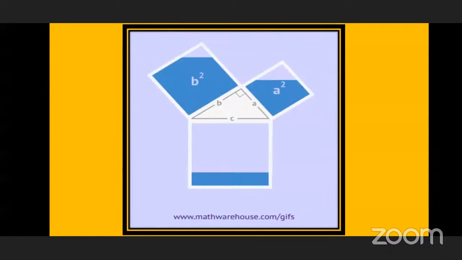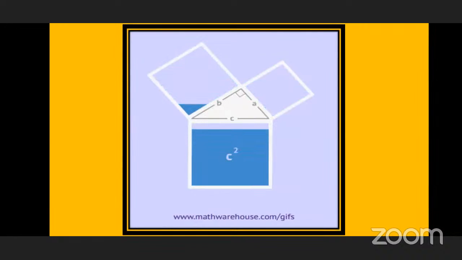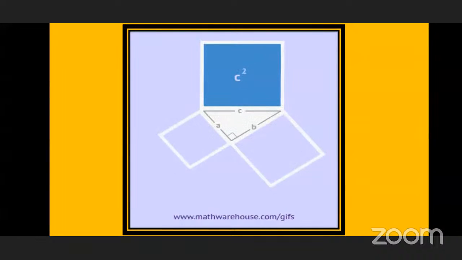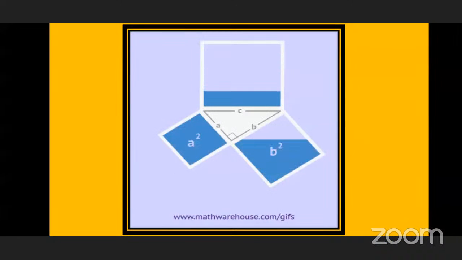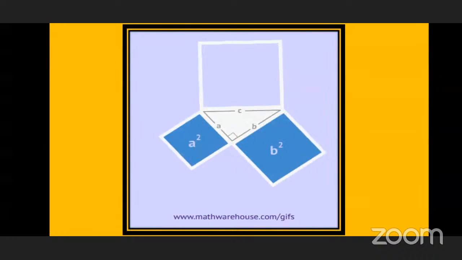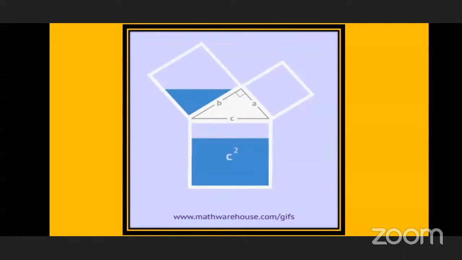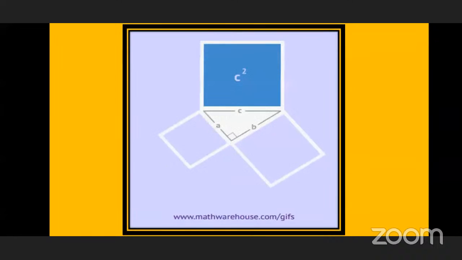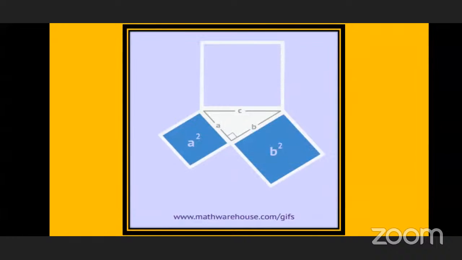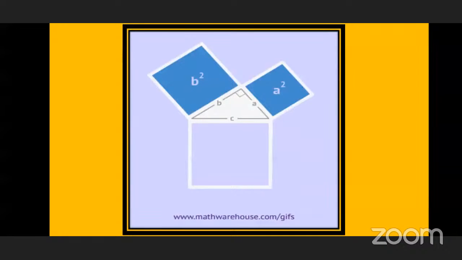Can you tell me what is happening, and what you are understanding from this? You can see water is there in the square boxes. One box is C square. The other two boxes are B square and A square. Then what is happening?